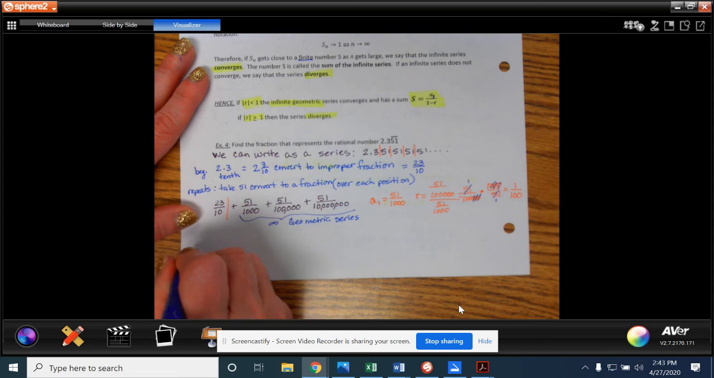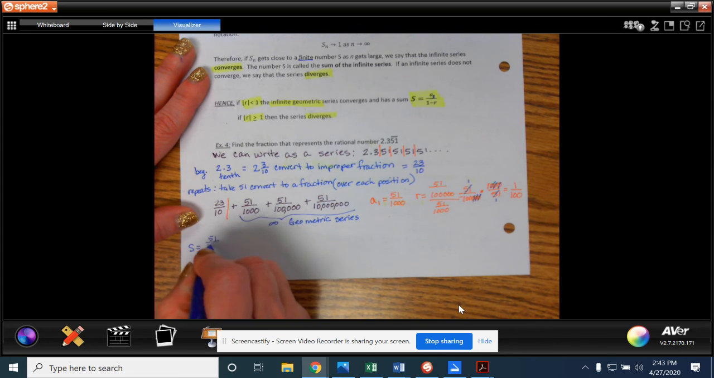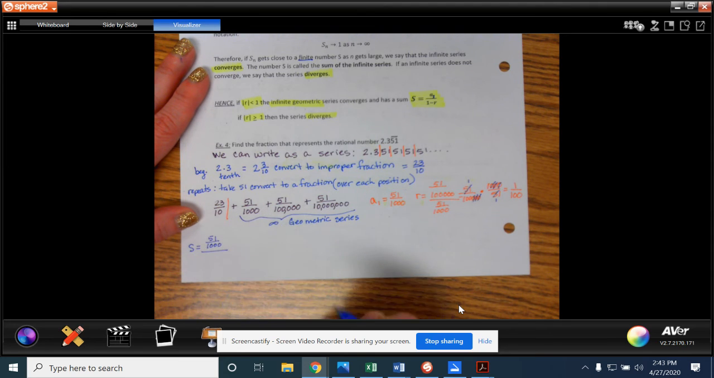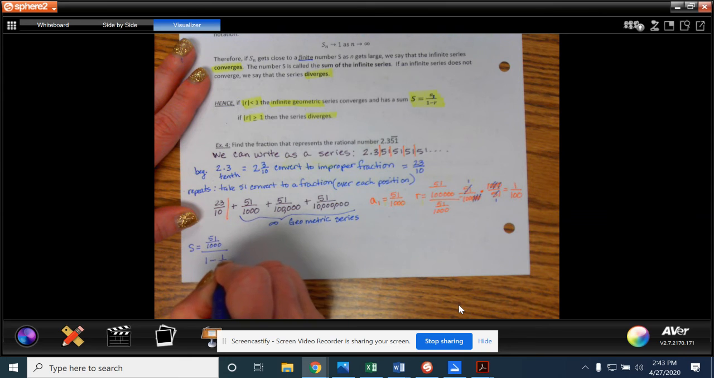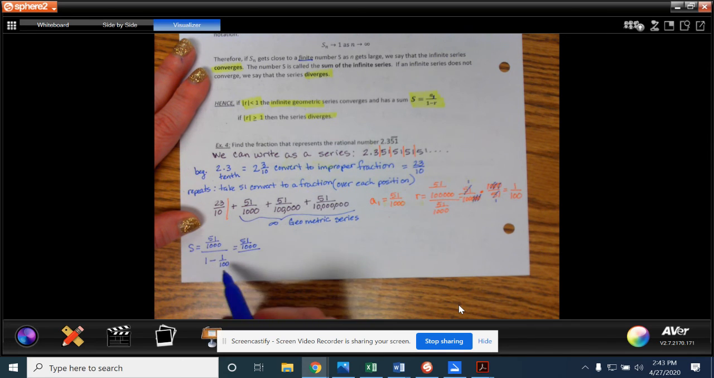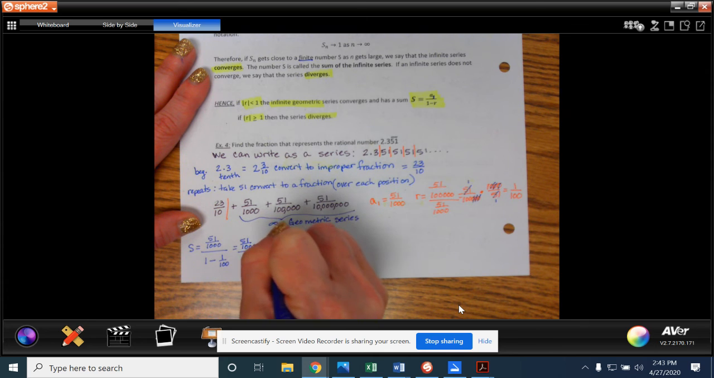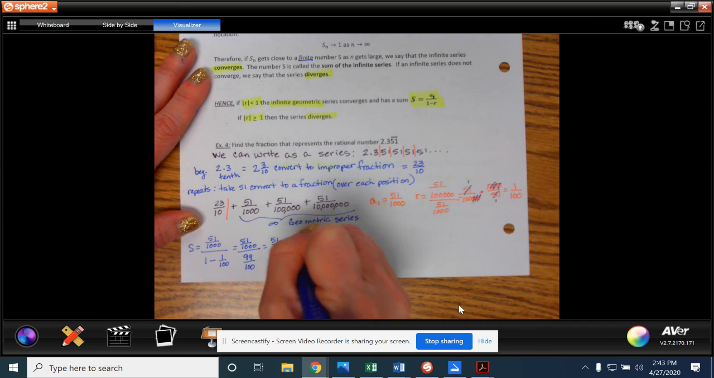So I would take the sum equals 51 over 1,000, that's A1, over 1 minus R. Well, R is 1 over 100, 1/100th. Well, let's reduce. This is 1,000 over 1 minus 1/100th. That would be 100 over 100 minus 1 over 100, which is 99 over 100. Copy, dot, flip. 51 over 1,000 times 100 over 99.